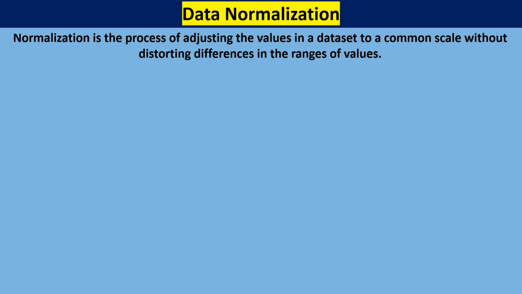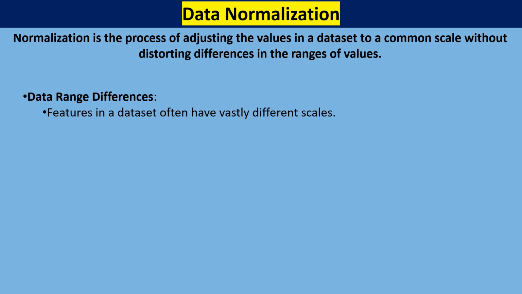Data normalization. Normalization is the process of adjusting the values in a dataset to a common scale without distorting differences in the range of values. The goal is to prevent features with a large range from dominating others, ensuring equal contribution from all features.